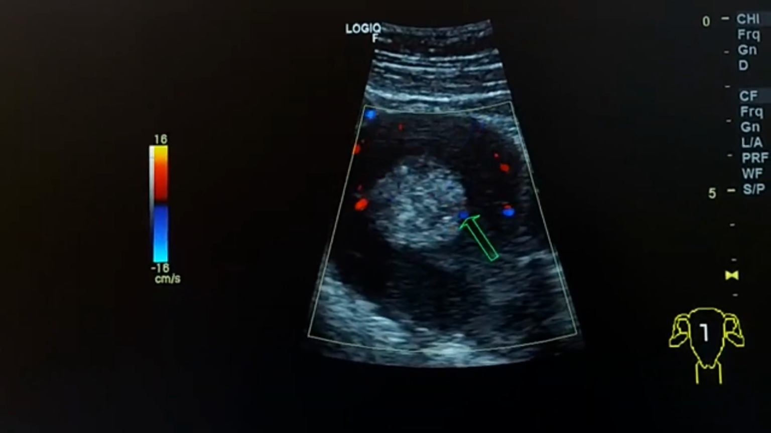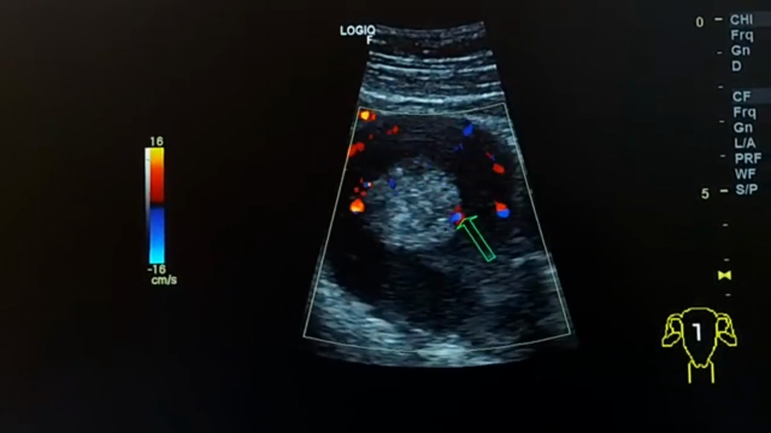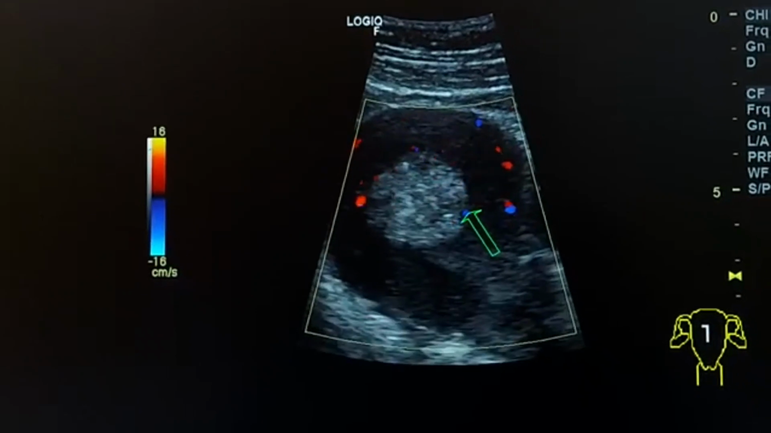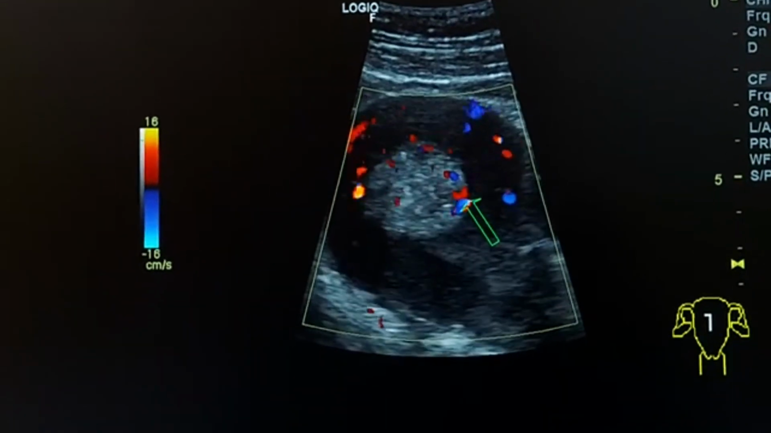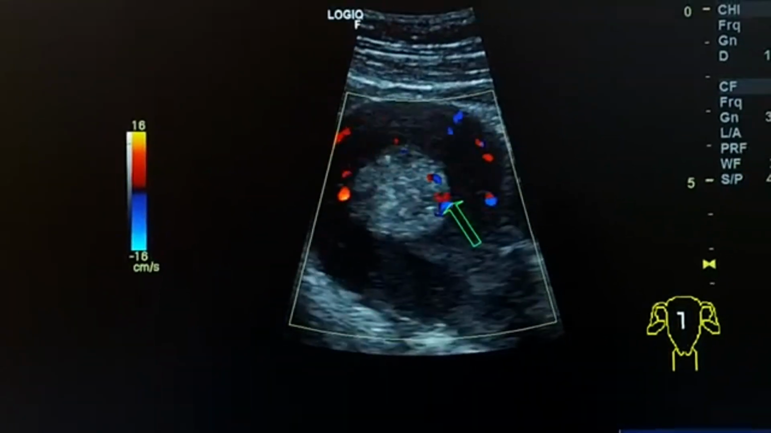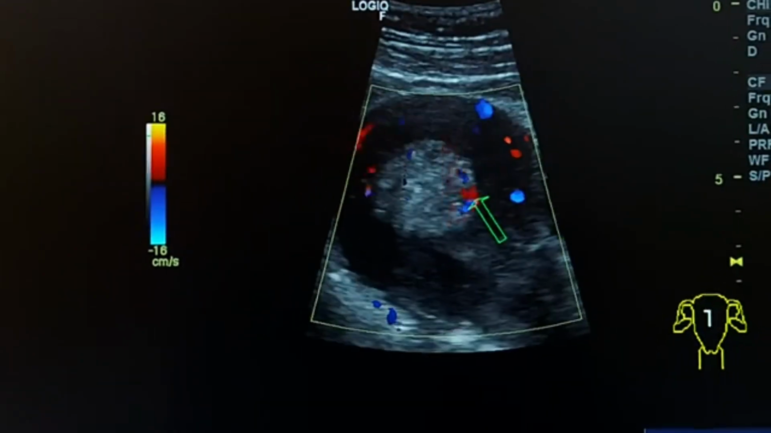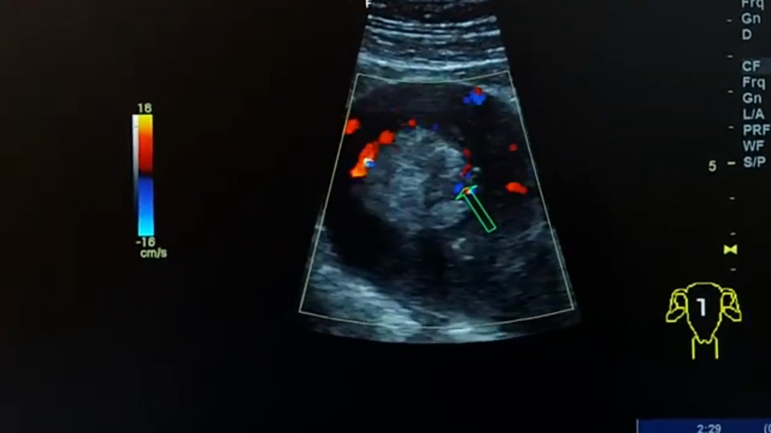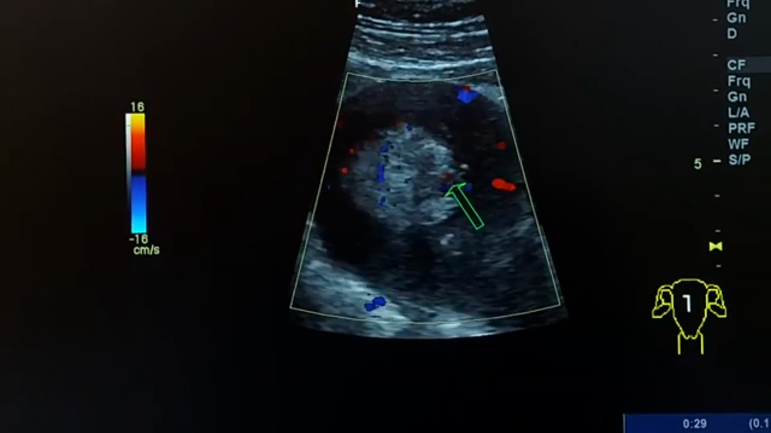There are two main differentials: retained products of conception, but obviously pregnancy test would be positive in that case, and the other important differential is a submucosal fibroid. And to differentiate these two lesions, submucosal fibroids are usually hypoechoic, and also the vascular pedicle is not a feature of fibroids.